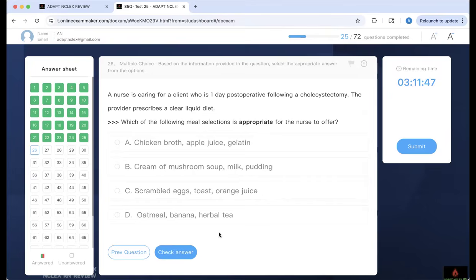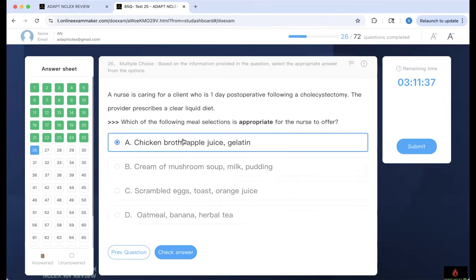I'll give you a clue. See-through. See-through. That's your buzzword. You pick your answer? The right answer is A. Chicken broth, see-through. Apple juice, see-through. Gelatin is jello, see-through. Milk, you cannot see through. I just pick the wrong ones in between them. Scrambled egg is a regular food. Tea is fine, but banana and oatmeal are regular food.